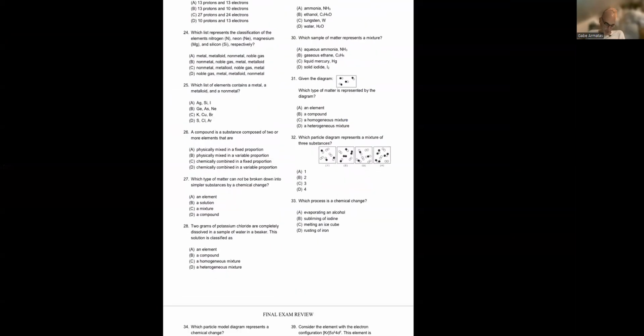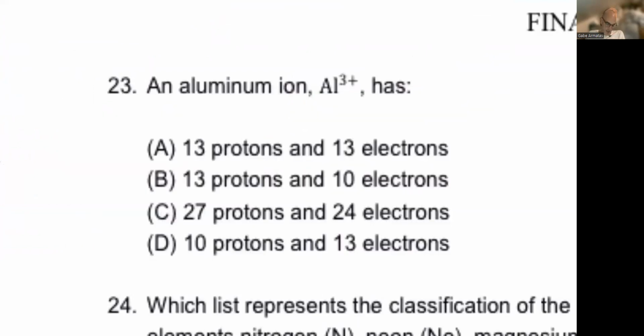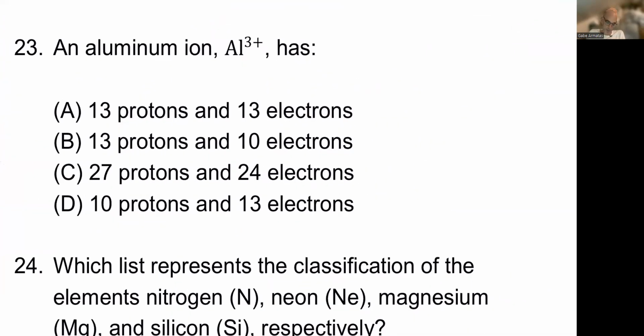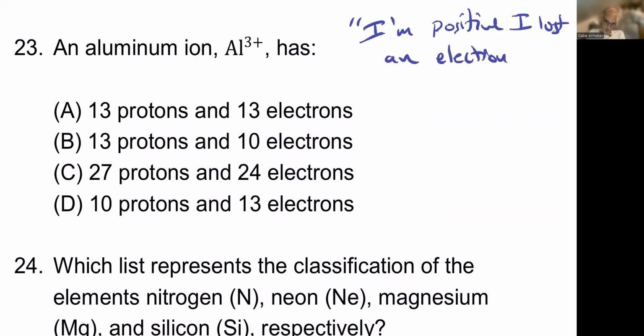Let's see here. I think we'll get through the next page and that'll be it for this video, which is 33. All right, an aluminum ion, Al3+. Okay, so in terms of making ions, just remember this. I'm positive, I lost an electron. So the way that we remember this is if it's a positive charge, you always lose that number of electrons from the neutral atom.